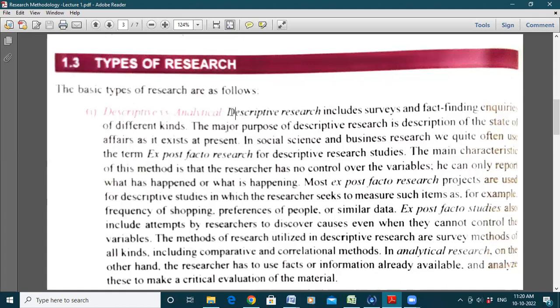Descriptive research का मतलब ये है, आप लोग जानते हो ना सर्वे हम किस लिए करते हैं? You know about the survey, right? To find out some facts with respect to some particular thing, right? So जिस टाइप का रिसर्च, जिसमें सर्वेस हो गया, फैक्ट फाइंडिंग इंक्वायरीज हो गया, ये सब इंक्लूडेड है, then that is known as descriptive research. And what is the main purpose of descriptive research? The major purpose, ध्यान देना, the major purpose of descriptive research is the description of the state of affairs as it exists at present.